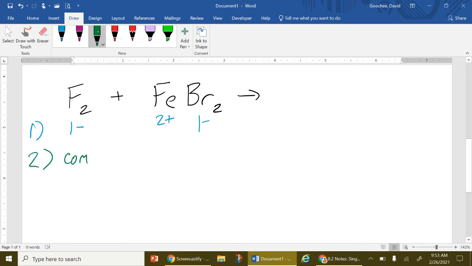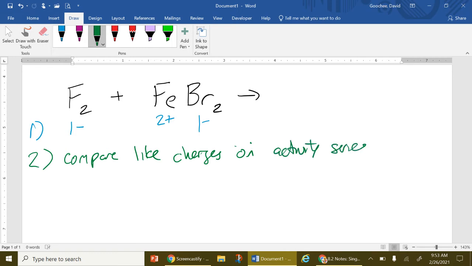Next step. All right, we're going to compare on the activity series. Okay, so again, we're going to compare the like charges on the activity series. And remember, what we're looking for is the single element coming in higher than the element it is replacing. So fluorine is a negative ion, so we're going to compare it to the other negative ion. Is fluorine higher on the activity series than bromine? This reaction only occurs if fluorine is higher than bromine on the activity series.